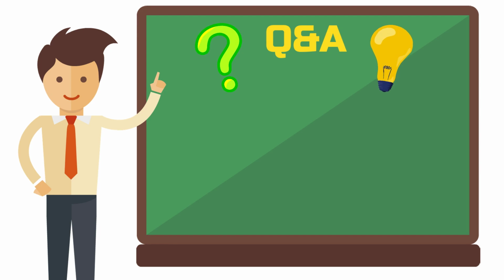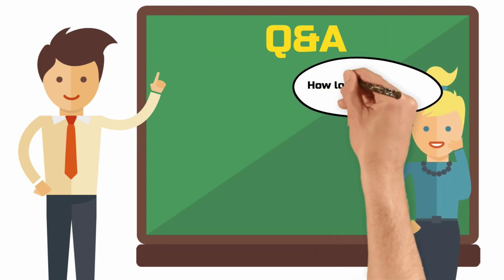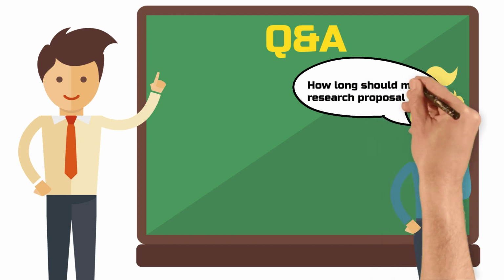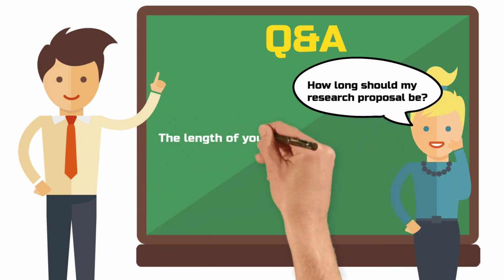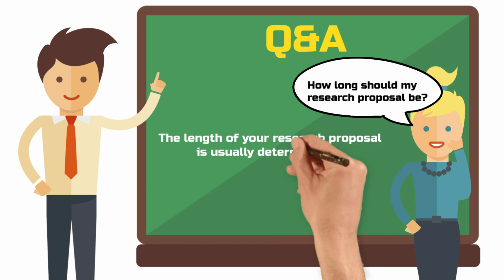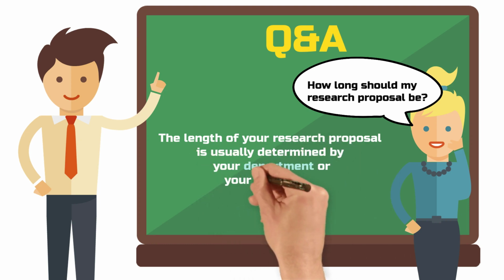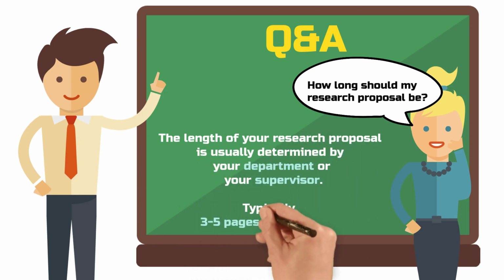The last part of this tutorial will be a quick answer to the most frequently asked questions about writing a research proposal. How long should my research proposal be? The length of your proposal is usually determined by your department or your supervisor. Typically 3 to 5 pages are required. This length should not be exceeded or undershot in order to maintain the character of a research proposal.